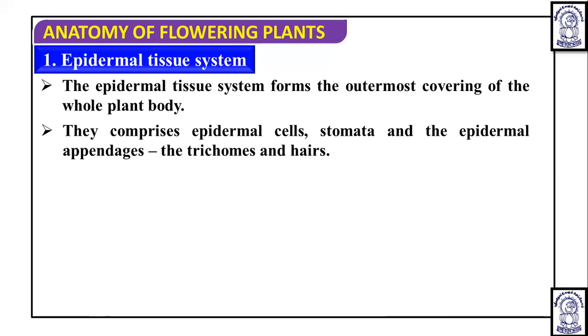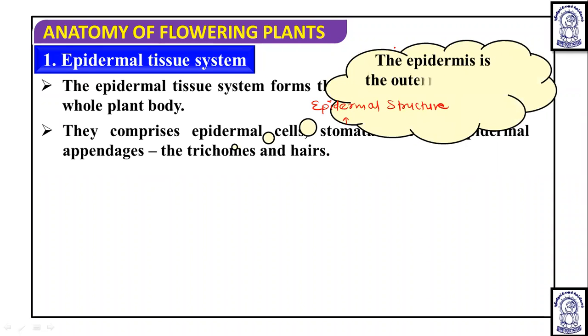That is, the epidermal appendages, which include trichomes and hairs, whereas the epidermal tissue system has the stomata. Stomata is considered an epidermal structure. Now, the epidermis is the outermost layer of the primary plant body.